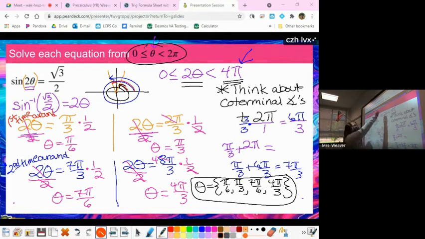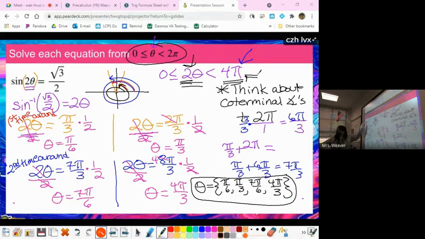So you have to make sure if you've got a b value other than 1, you've got to adjust the domain, the interval that you're looking for, to make sure you pick up all of the answers. Think about this original equation.